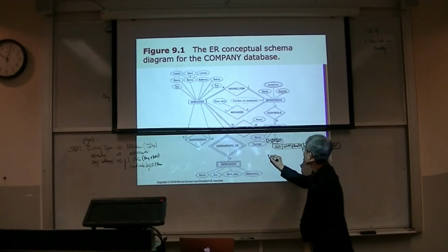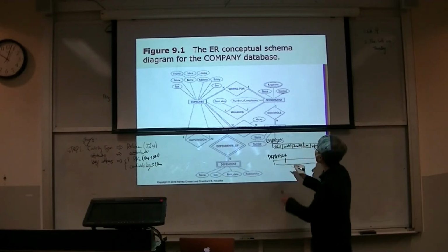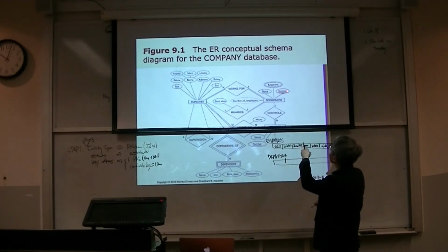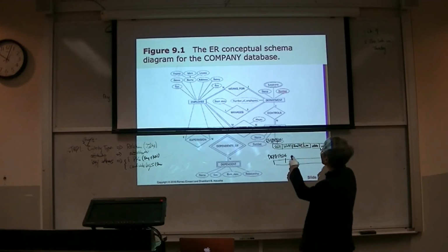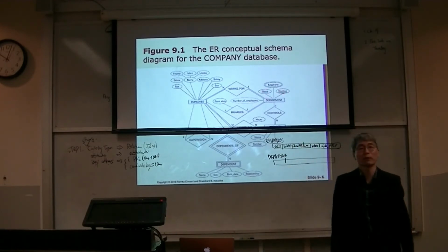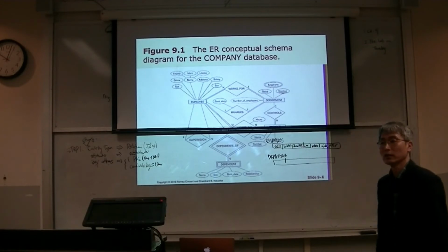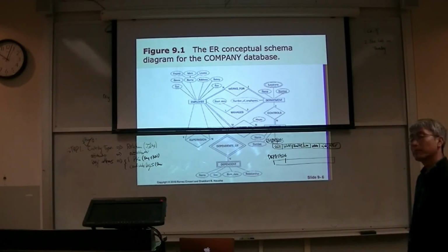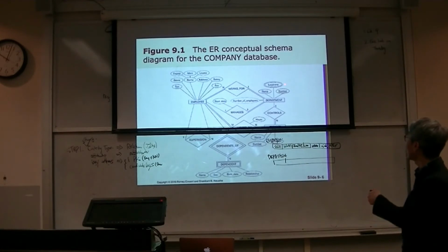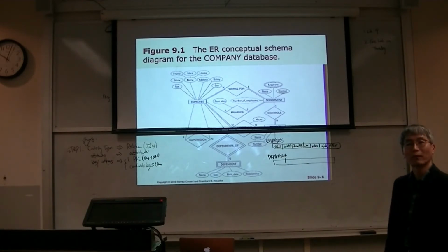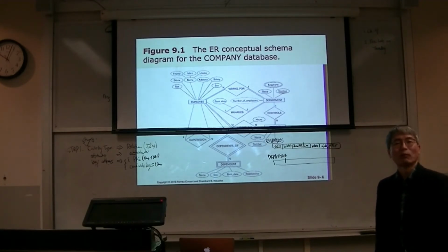Similarly, we can do the department. For department, the primary key is the number or name. Which one will be better for the primary key in this case? The number or name? Which one will be better for primary key? Number. The number is usually better.